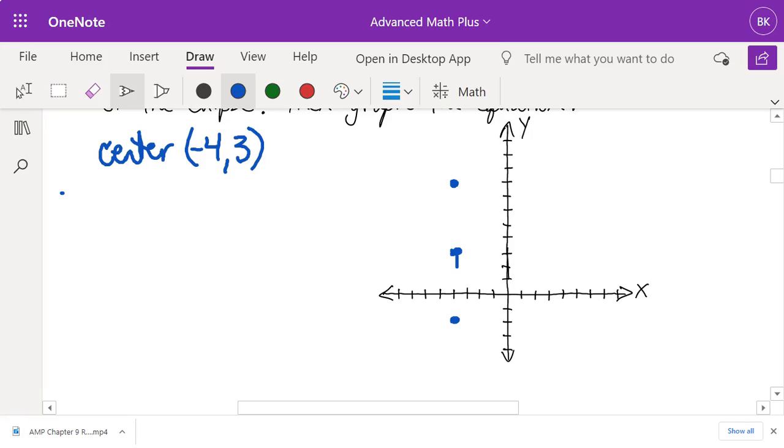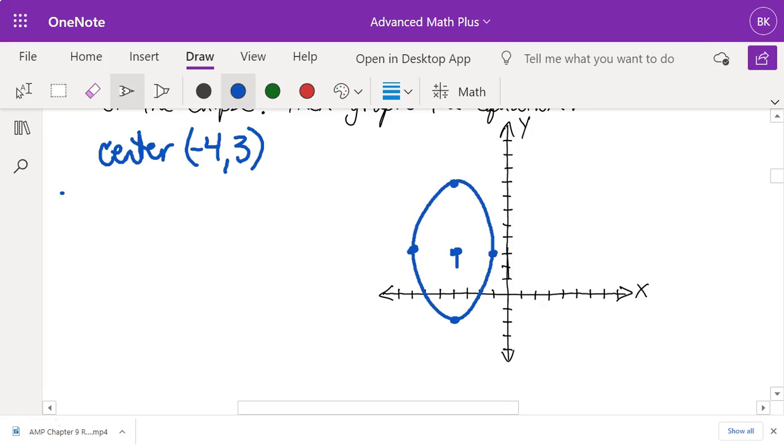Okay, what's under the X? 9. So that means I'm going left and right. How far? 3. So 1, 2, 3 would be about right there. 1, 2, 3 would be there. There's my ellipse. I've already got the graph done.